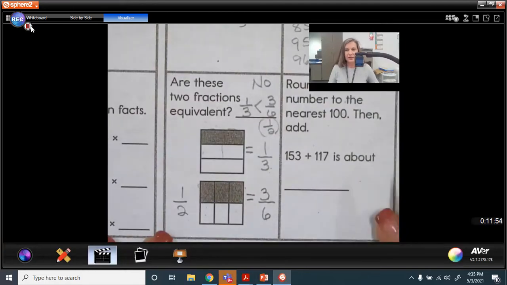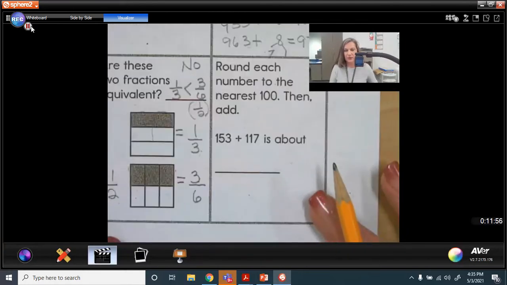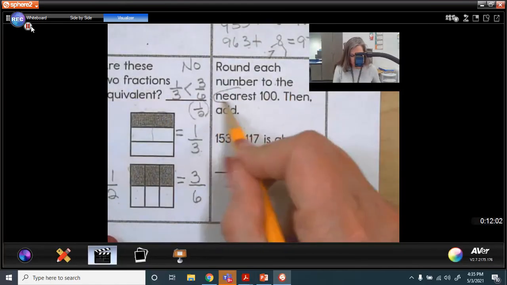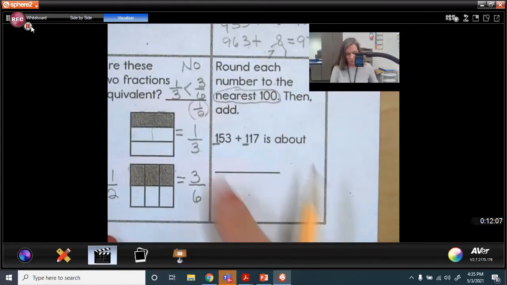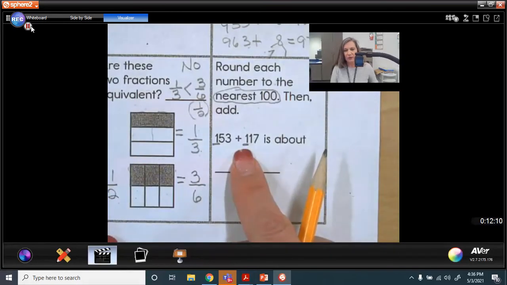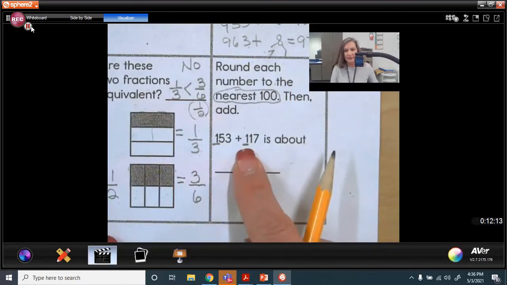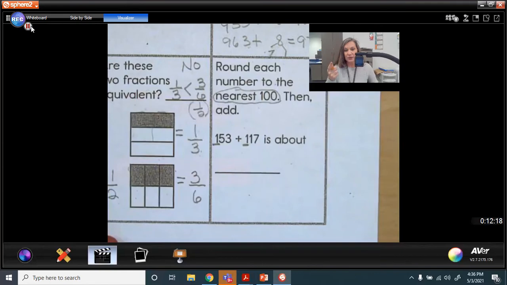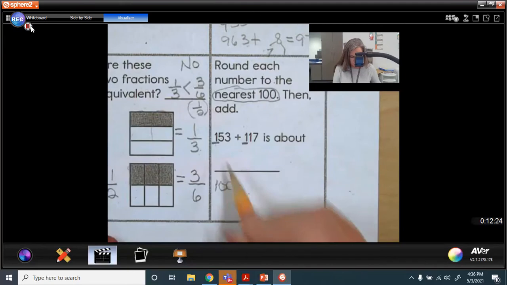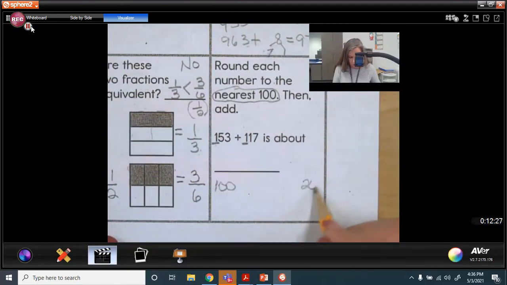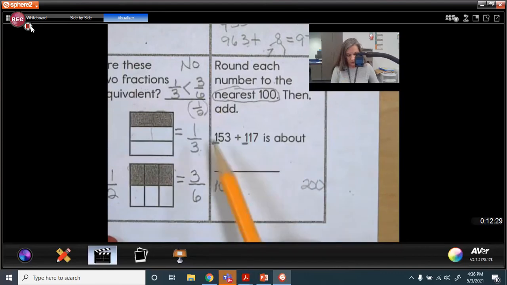All right, let's take a look at our rounding problem. This is another skill that we've been working on for quite a while. We want to round to the nearest 100. So I'm underlining my hundreds place here. When I round to the closest 100, I want to look at my hundreds place to decide if I'm going to stay at this 100 or I'm going to round up to the next one. So 153, I have 100, which is in my hundreds place, or I can round it to 200, which is the next 100. So I'm either going to stay at 100 or I'm going to round up to 200.